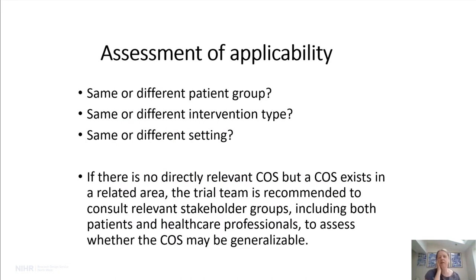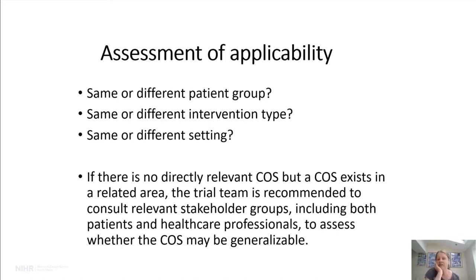Well, has it been developed? You saw that the scope for a core outcome set could be adults, it could be children, it could be both. It could be people with advanced prostate cancer, it could be people with localized prostate cancer. So basically, is what you're wanting to do in the same or a different patient group as the core outcome set? If it's a different patient group, you don't necessarily need to completely rule it out; you should consider it. And I'll give you an example of that in a minute.